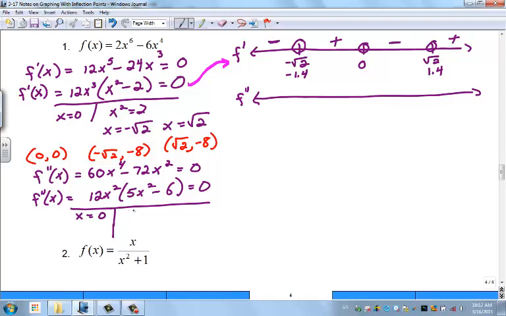So this is x equals 0, and this is 5x squared equals 6, so x squared is equal to 6/5, and then what you end up with from that is x is equal to positive radical 6/5, and x is equal to negative radical 6/5.